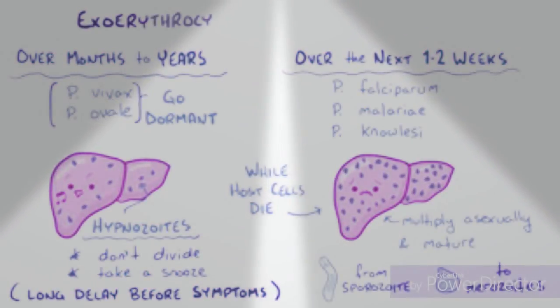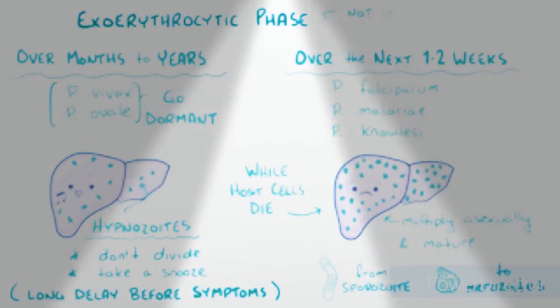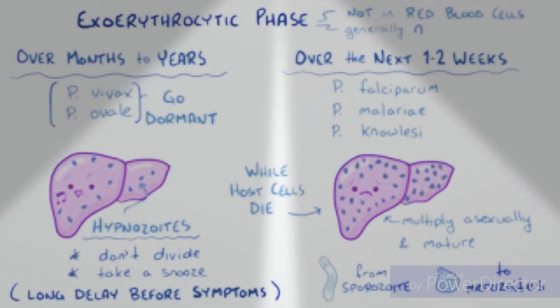This is called the exoerythrocytic phase, because it happens outside of the erythrocyte, or red blood cell, and it's generally asymptomatic.